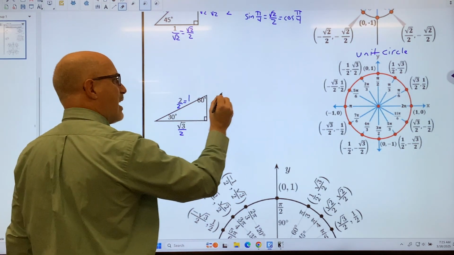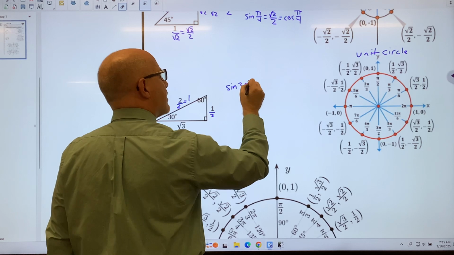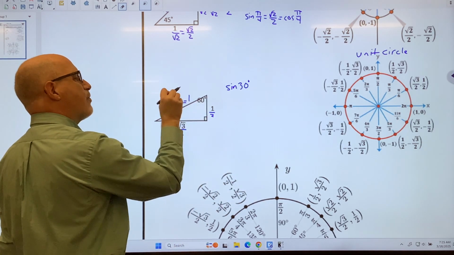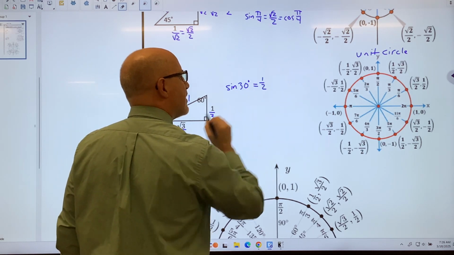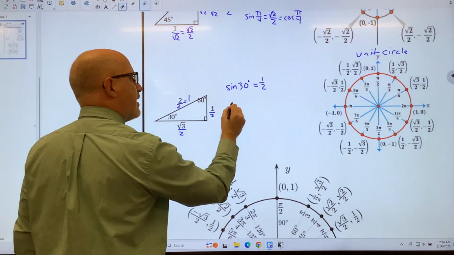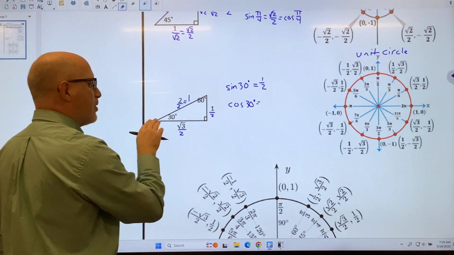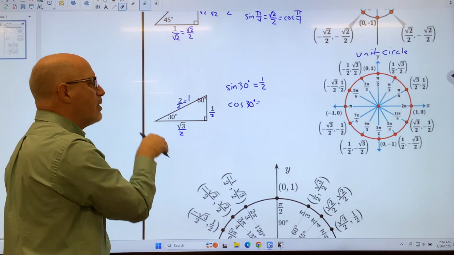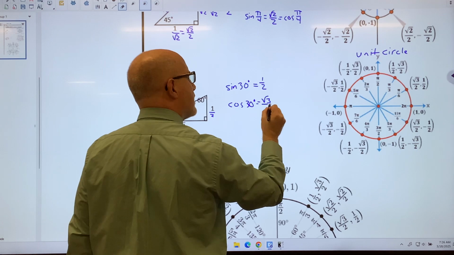I'm going to do sine of 30 degrees. And that's going to be the opposite, which is 1/2 over 1. Well, that's just going to equal 1/2. Now, if I do cosine of 30 degrees, notice cosine of 30 degrees will be the adjacent side, square root of 3 over 2, over the 1. That just gives me square root of 3 over 2.